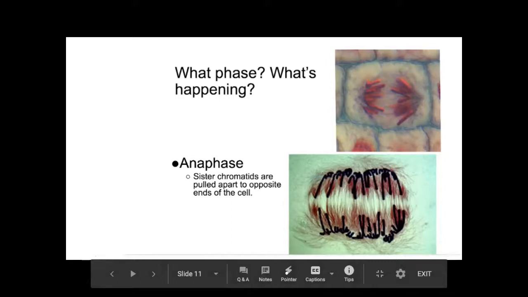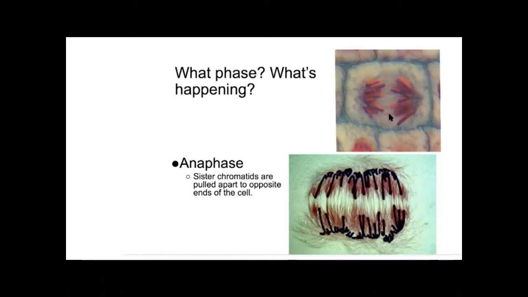And they're going to move to the opposite ends of the poles because in the middle, if it's an animal cell, it's going to form a cleavage furrow. If it's a plant cell, it's going to form a cell plate. It starts to form at the end of telophase.